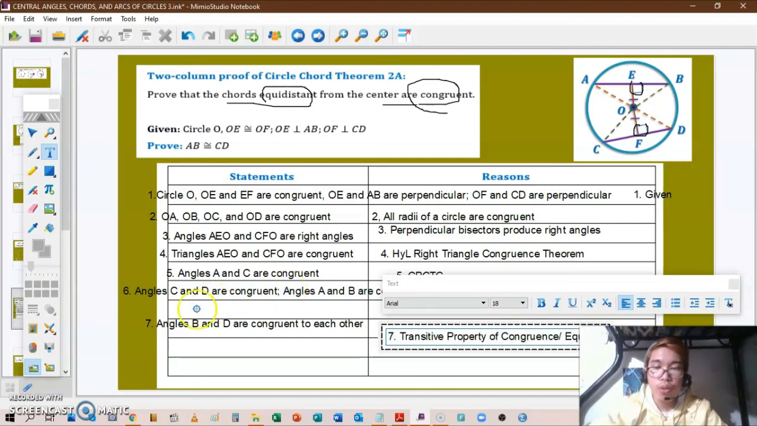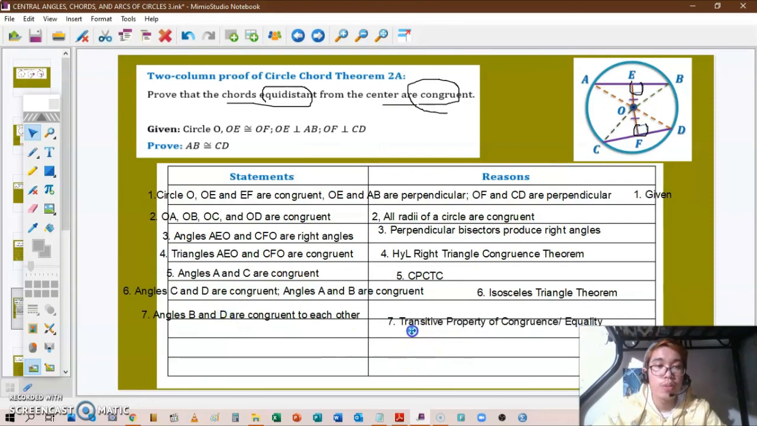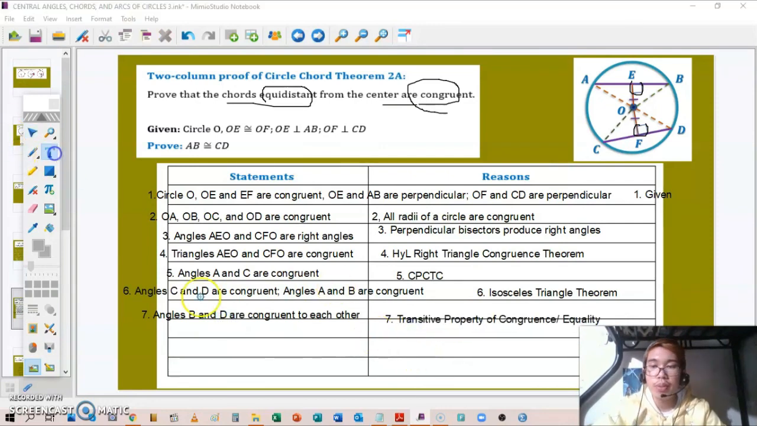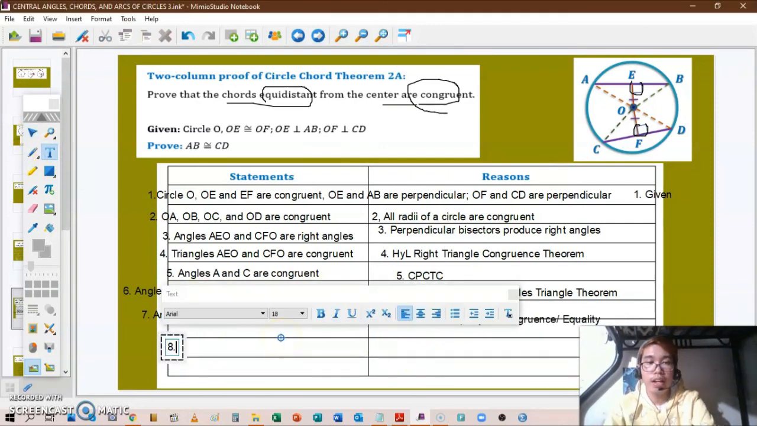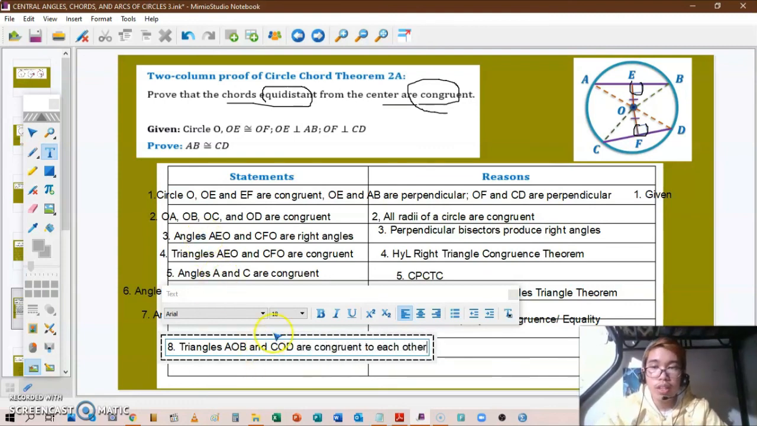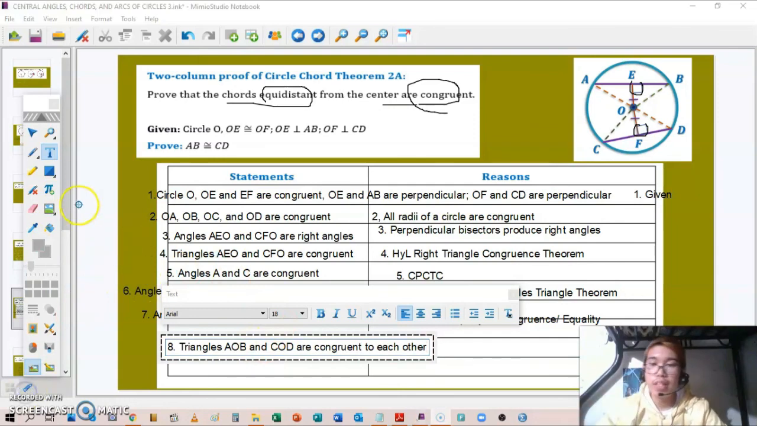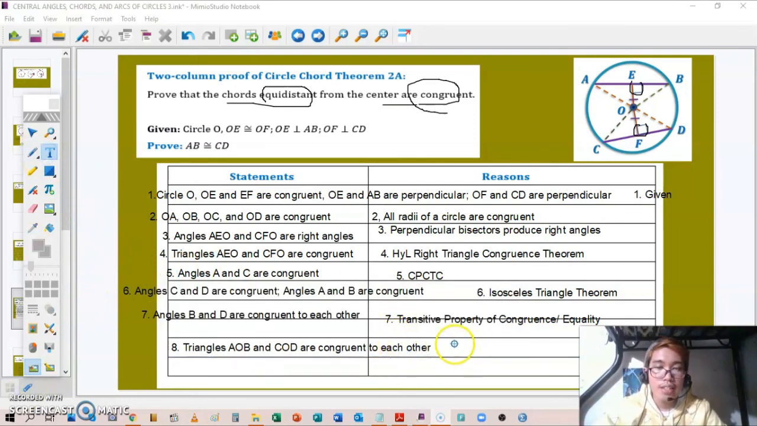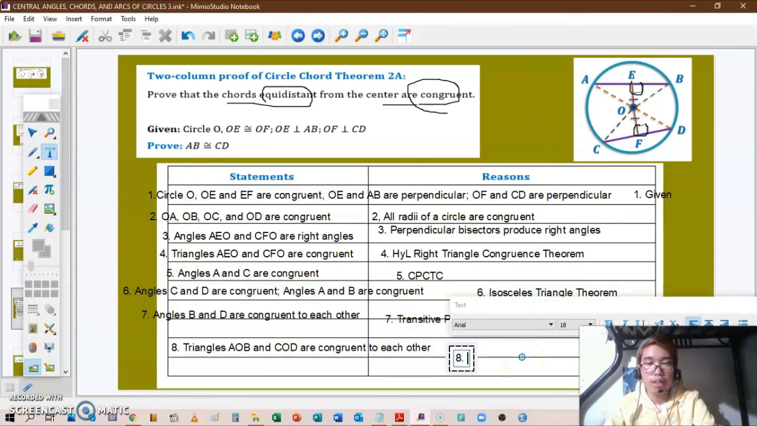Okay, and therefore, that's for number 7, we can say for number 8 that triangles AOB and COD are congruent to each other. Okay, we can state that using the SAS. Number 8, SAS triangle congruence postulate.